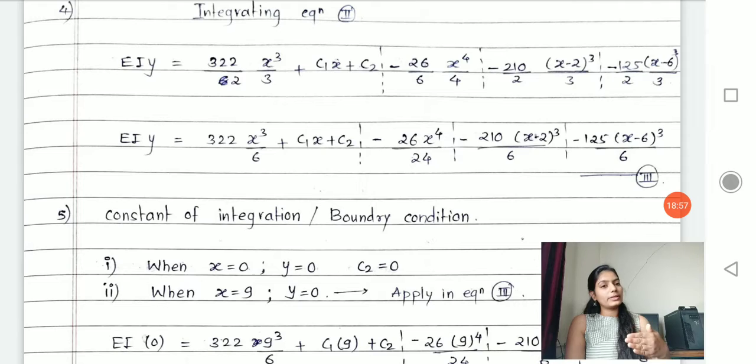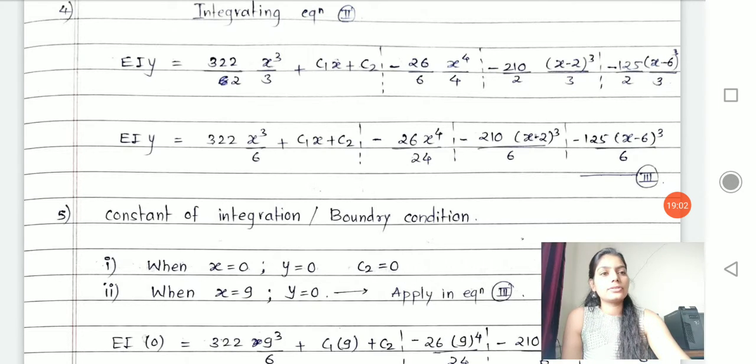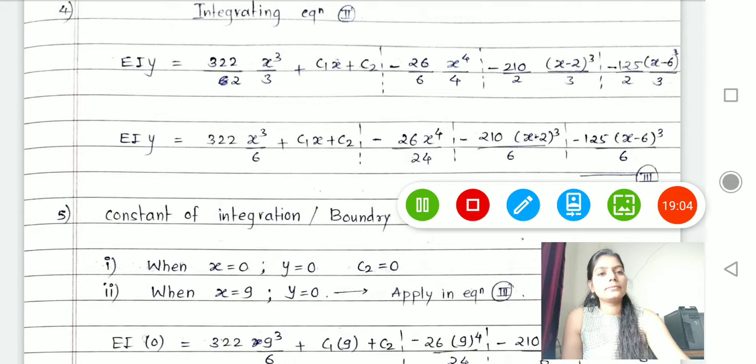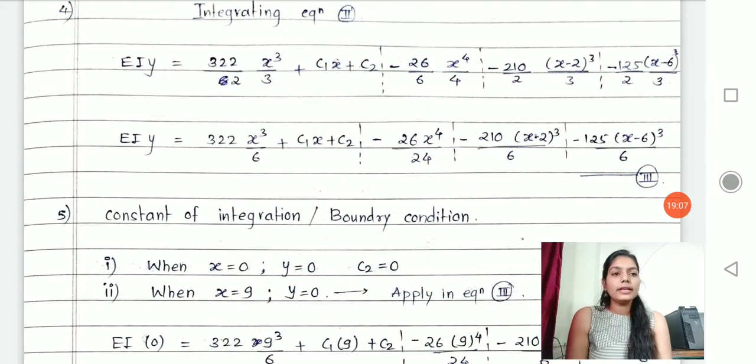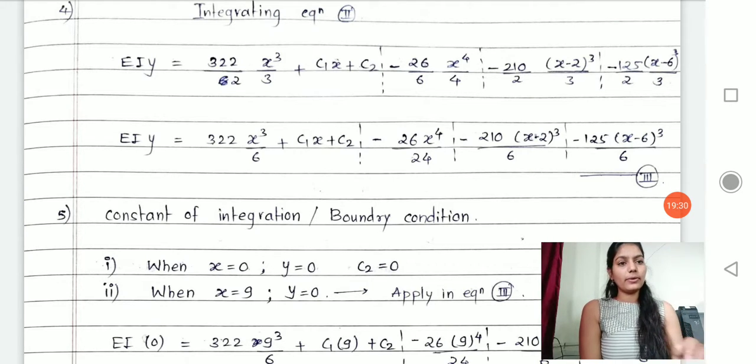I will move directly towards the boundary conditions. Apply the boundary conditions. Here, while applying the boundary conditions, you must remember the type of supports provided to your beam. It can be simply supported, it can be a cantilever, it can be a free support. Depending upon what type of support system you have provided to your beam, you will apply the boundary conditions accordingly.